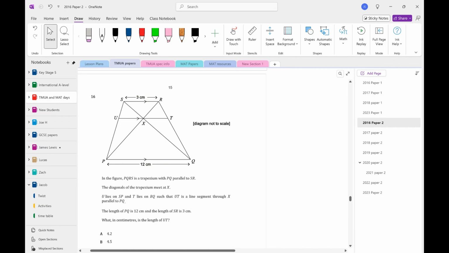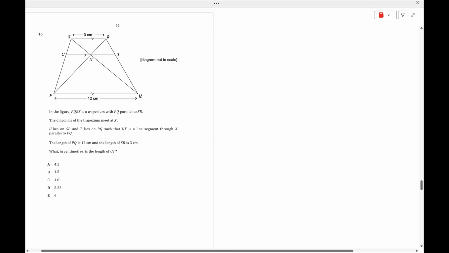So this is TMUA 2016 paper 2, and we're looking at question 16 this time. So this is an interesting question. Whenever you see lines all over the place on a shape like this with some parallel lines, the chances are it's something to do with similar triangles. So the first question you're likely to ask yourself is, where are the similar triangles?